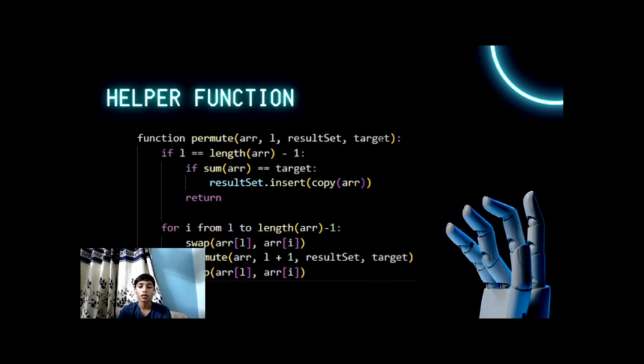The helper function handles the recursion and swapping of elements. Whenever a full permutation is generated, we calculate its sum. If it matches the target, we insert it into the result set. This process repeats for all possible permutations, and using recursion and swapping makes the implementation both elegant and efficient.